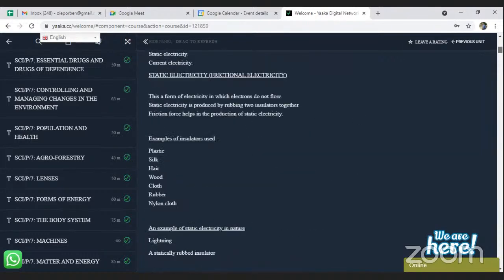So when they ask you, you can simply say it is formed by rubbing two insulators together. It is here. Static electricity is a form of electricity in which electrons do not flow. Then the second statement. Static electricity is produced by rubbing two insulators together. And then you continue. Friction force helps in the production of static electricity. As simple as that. So let's continue.